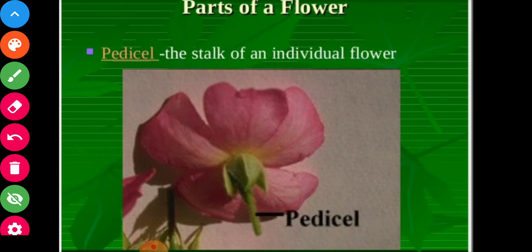So the parts of the flower are, the number one is pedicel. The pedicel is the stalk of the flower from where it is attached to the branch or stem. You can see here, this is the pedicel, the stalk of a flower by which it is attached to the branch or the stem. This is holding the flower. So this structure is called pedicel.